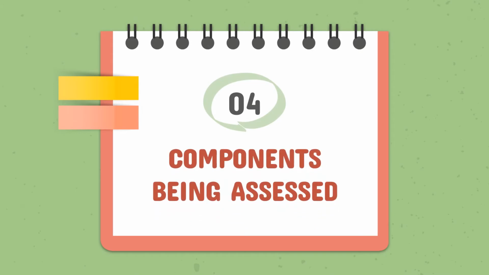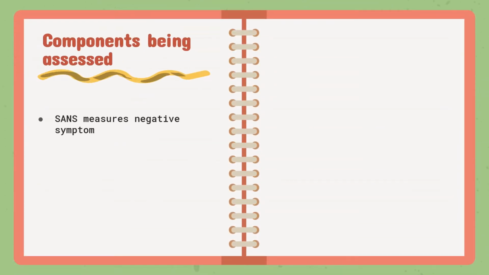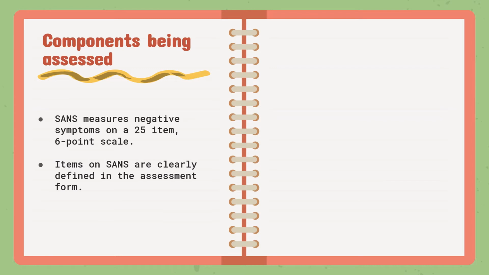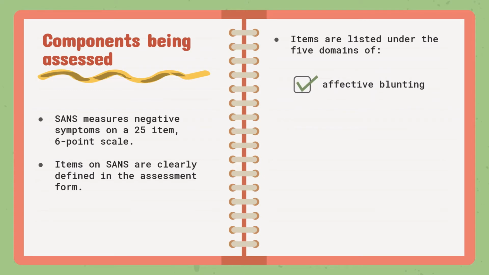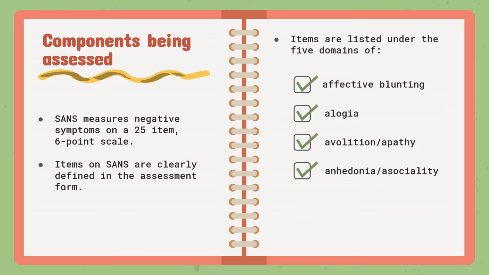Components being assessed. SANS measures negative symptoms on a 25-item, 6-point scale. Items on SANS are clearly defined in the assessment form. Items are listed under the 5 domains of affective blunting, alogia, avolition or apathy, anhedonia or asociality, and attention.